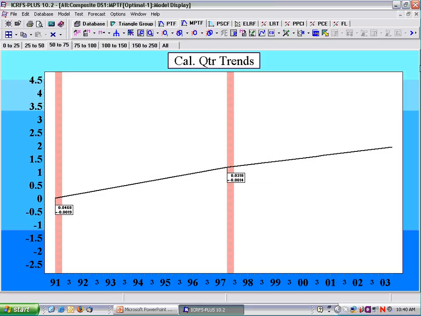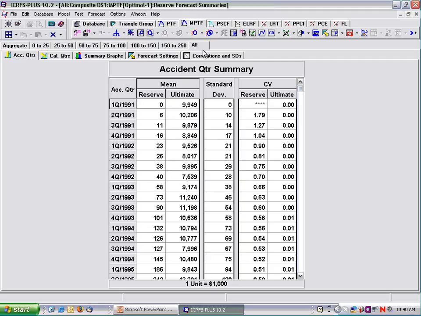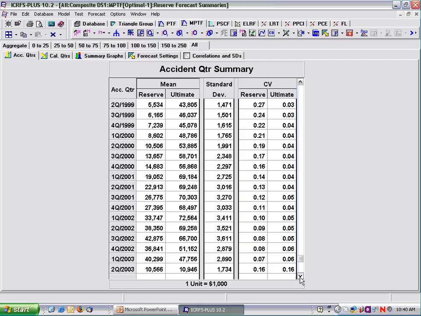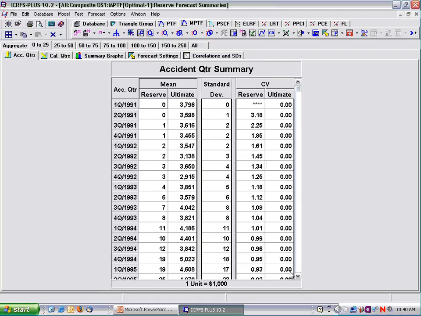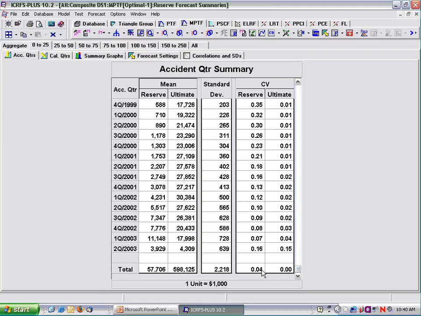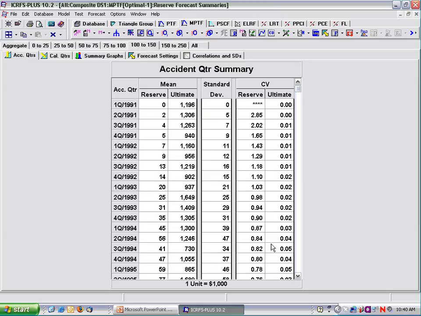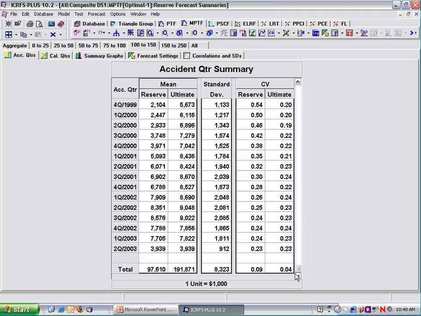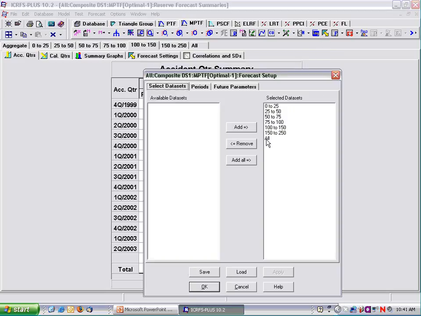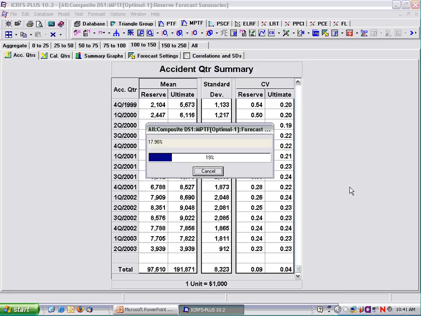And what we find again is the same phenomenon. If we look at the forecast summary, for the ground-up data the coefficient of variation is 4%. For 0 to 25, the coefficient of variation is 4%. Of course, for 100 to 150, which is 50 excess 100, it's 9%. I might have said the word correlation, but I meant coefficient of variation. If you now forecast up to the aggregate of 100,000, so let's remove these data sets, these data are additive, so we're forecasting to a limit of 100,000. You'll see that the coefficient of variation is still 4%.